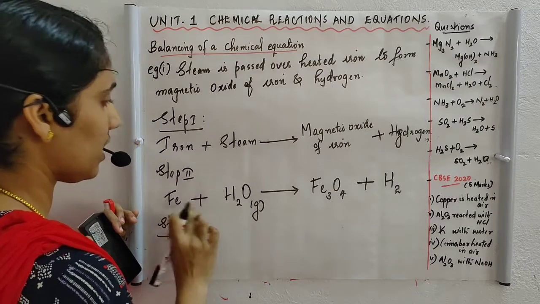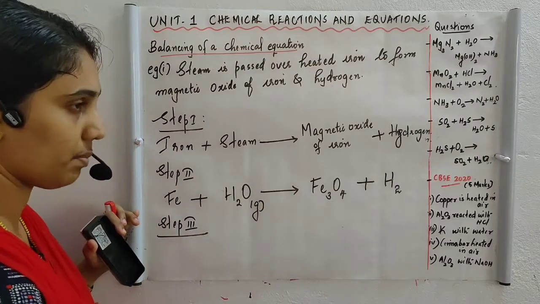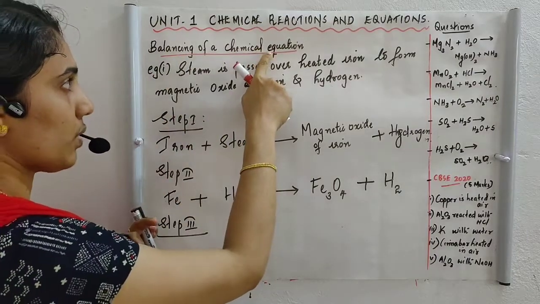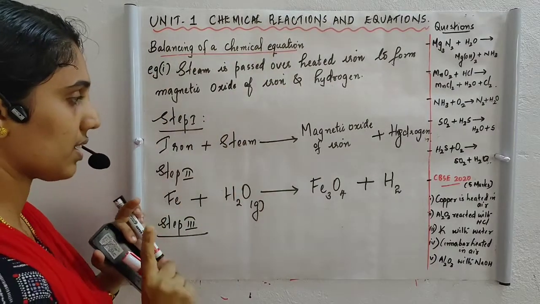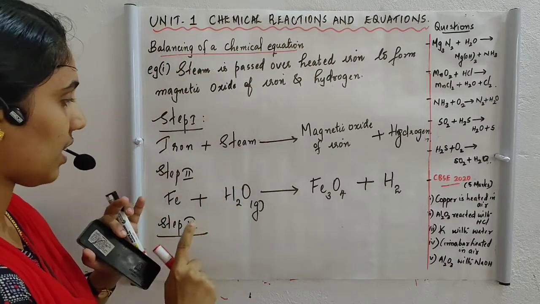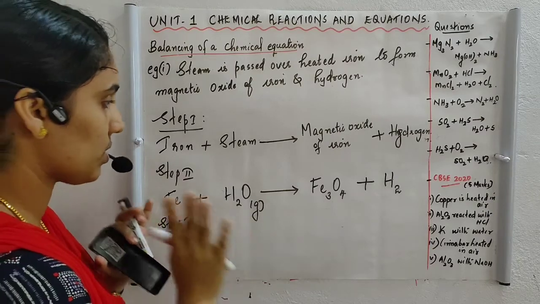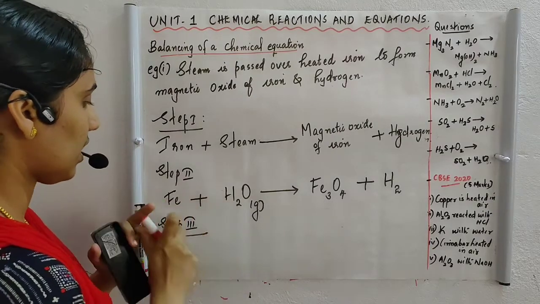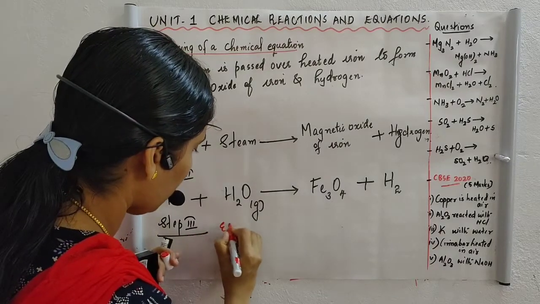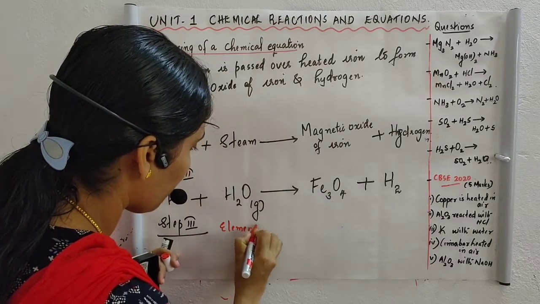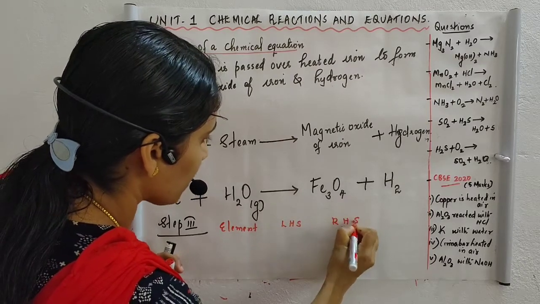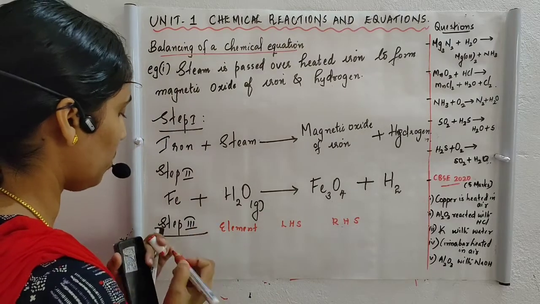just count whether it is a balanced equation or unbalanced equation, because our aim is balancing of a chemical equation. What do you mean by balancing of a chemical equation? Making the number of atoms of each element equal on both sides of the equation. So just check whether the number of elements are equal or not. So step 3: check whether the number of atoms are equal on LHS and RHS. That means list out the number of atoms on both sides.